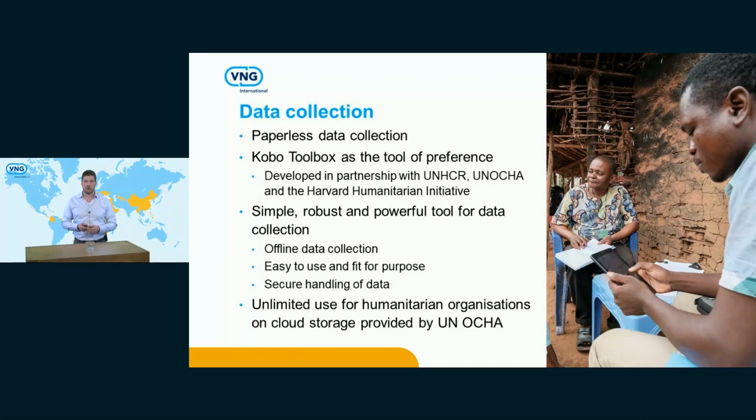This is a data collection tool that has been developed in partnership with, amongst others, UNHCR, UNOCHA, and the Harvard Humanitarian Initiative. It's a professional organization that offers a robust tool for offline data collection. So there's no need to have an internet connection in the field. It works on nearly all Android devices, from version 1 on. You collect the data, and the moment you get back into the office, you upload the data. The data is then securely stored in one of the data centers that is managed also by UNOCHA or by the Kobo initiative.